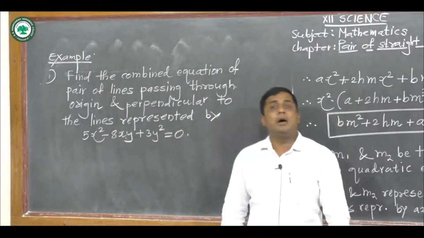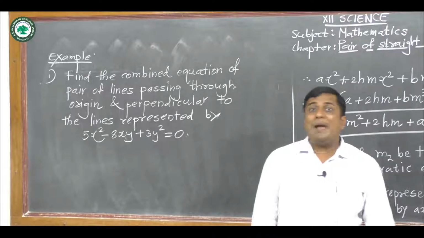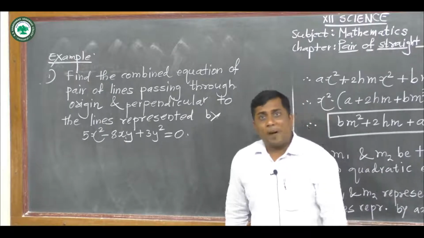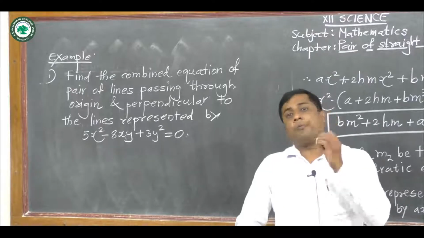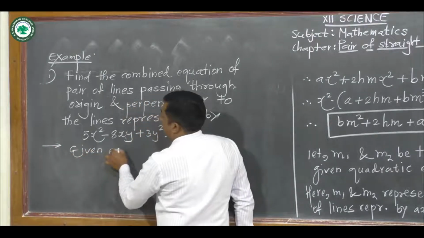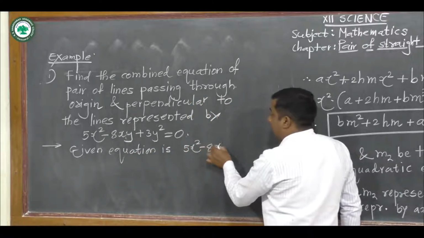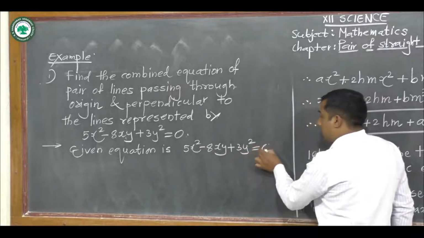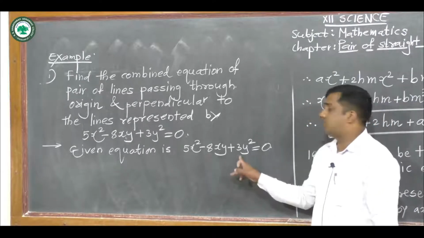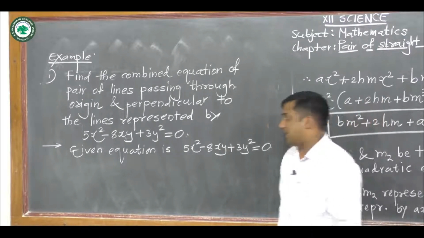Okay, here in this example, we have to find the combined equation of the pair of lines. Here given are a pair of lines perpendicular to the lines represented by the given equation. So by using our concept of sum and product of the slopes, we have to find the combined equation. Given equation is 5x square minus 8xy plus 3y square is equal to 0. Here we know this equation is in the form ax square plus 2hxy plus by square is equal to 0. So we compare our given equation with our second degree homogeneous equation.